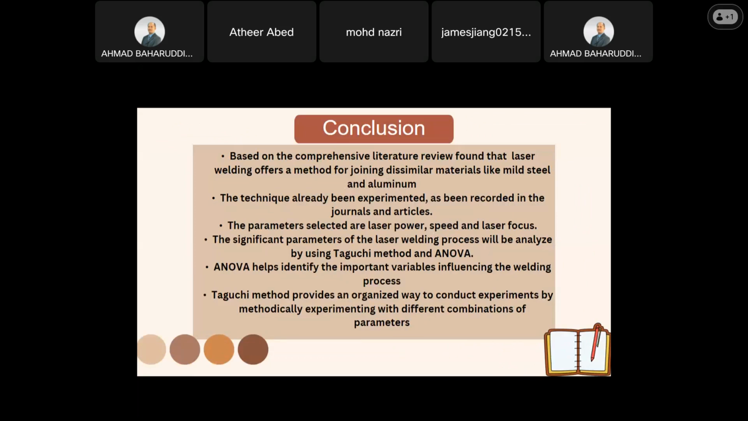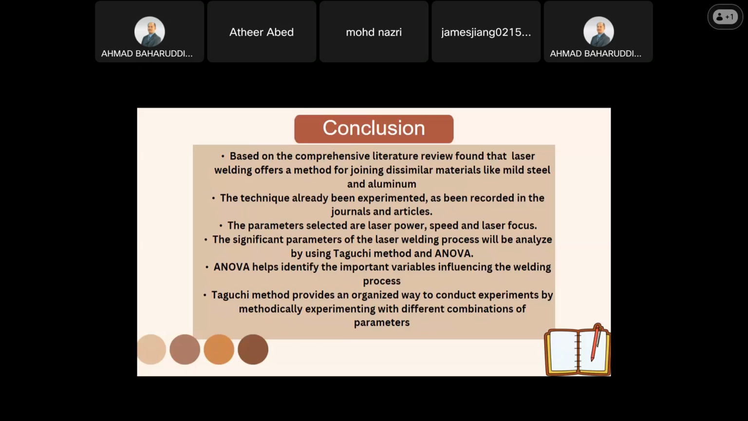So for the conclusion, based on the comprehensive literature review, I found that laser welding offers a method for joining dissimilar materials like steel and aluminum. The technique has already been experimented with, as recorded in the articles and journals. The parameters that I choose for the experiments are the laser power, laser focus, and the speed, because the laser welding machine can be adjusted for its speed, focus, and the power of the laser itself.